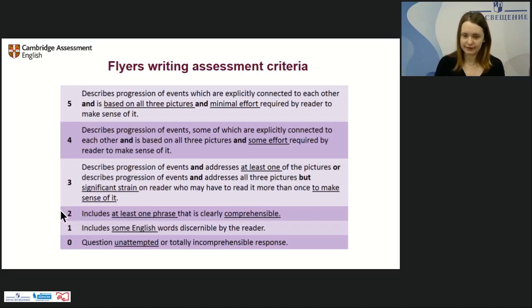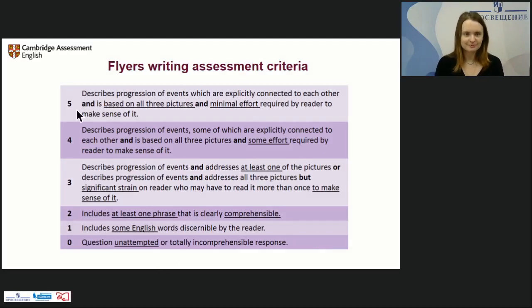2 points for at least one phrase that is comprehensible. 3 points: there is a progression, and at least one picture is addressed. So they will already get 3 points. For 4 points, there is a progression and some effort required from the reader. For 5 points, all 3 pictures are mentioned, there's a progression of events, and minimal effort is required. Still, there's nothing about grammar here. It's more about comprehension, and it's more about communicating the idea.